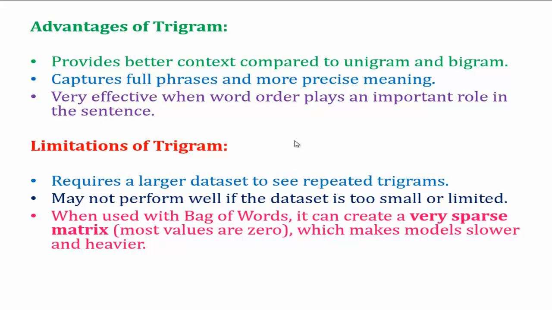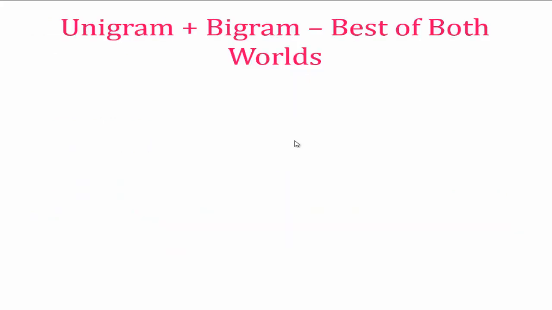I hope all of you are clear with trigram and its advantages and limitations. Now let's move on and discuss a combination of both: Unigram plus Bigram. As we have seen, Unigram is simple but misses context, and Bigram captures short phrases but may miss individual word signals. So why not combine them? That's exactly what we do in Unigram plus Bigram.